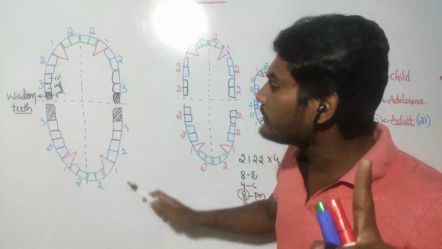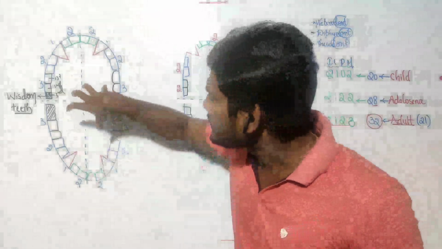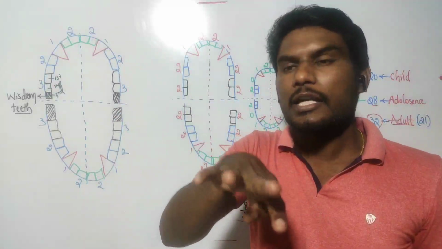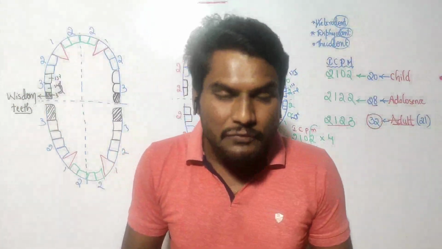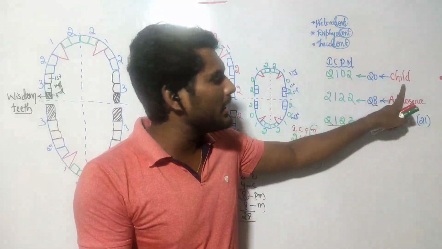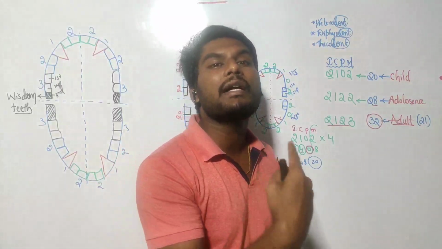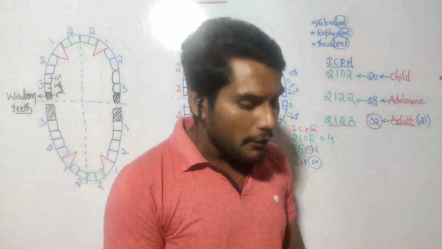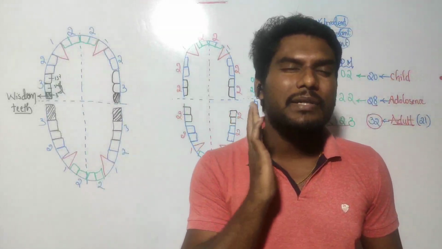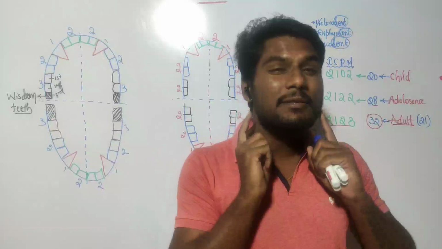The total number of third molars is 4: 1, 2, 3, 4. These 4 third molars are also called wisdom teeth, and we will see these wisdom teeth only in the adult. In a child it is absent, in adolescence it is absent, and in an adult it is present only after 21 years. You can feel pain when you are getting the wisdom teeth. There is a severe pain in the jaws in these places.